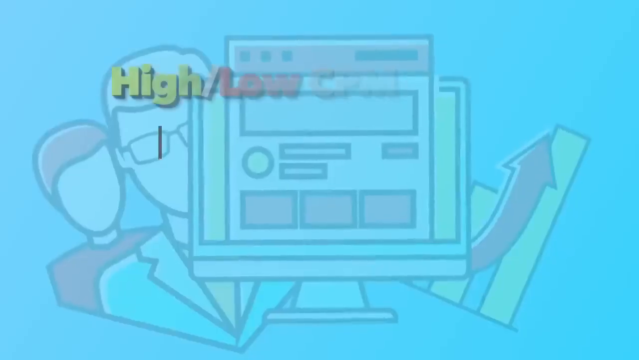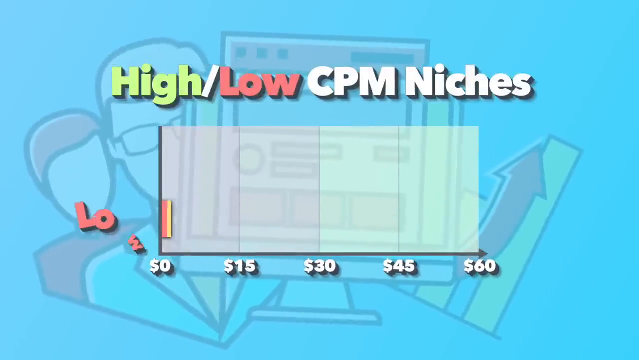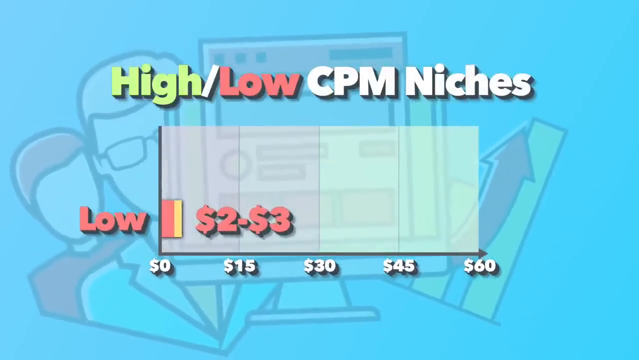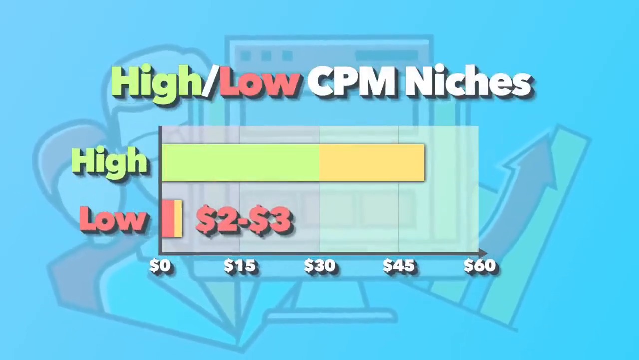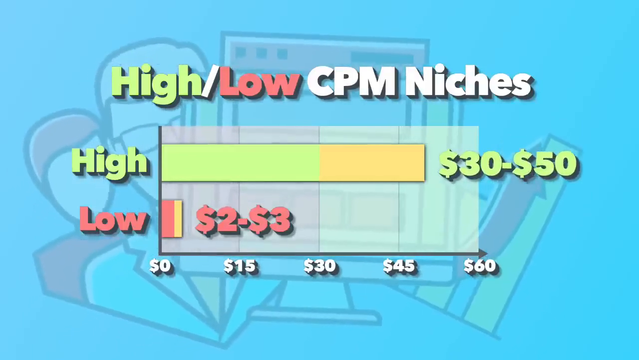And in order to get an idea, based off of my experience running channels in all kinds of different niches, in low CPM niches, I typically see $2 to $3 per 1,000 views, whereas in higher CPM niches, I see as much as $30 to $50 per 1,000 views. So this can vary wildly, and it can greatly impact the amount of money you're making from YouTube. For the purpose of this video, let's use a middle of the road estimate with $7 per 1,000 views, and we'll use that as our CPM.